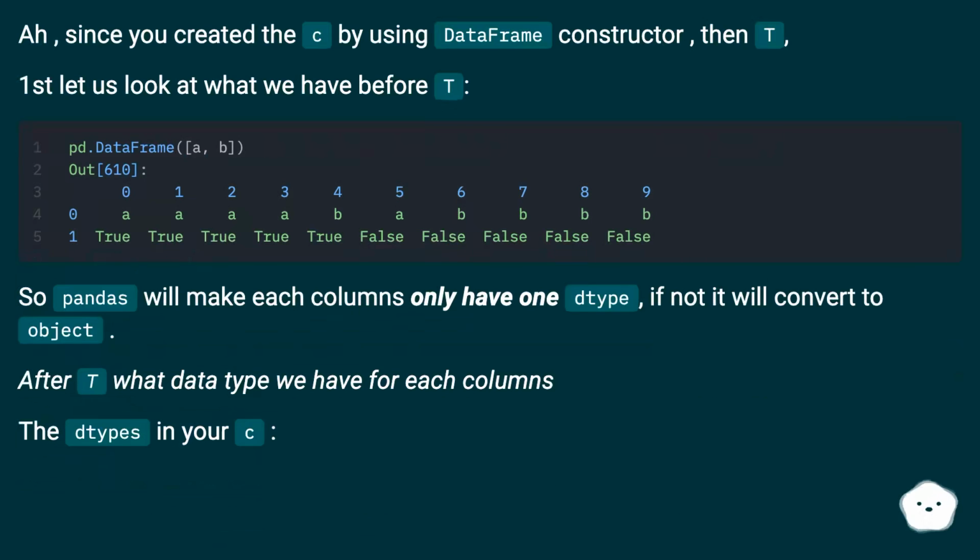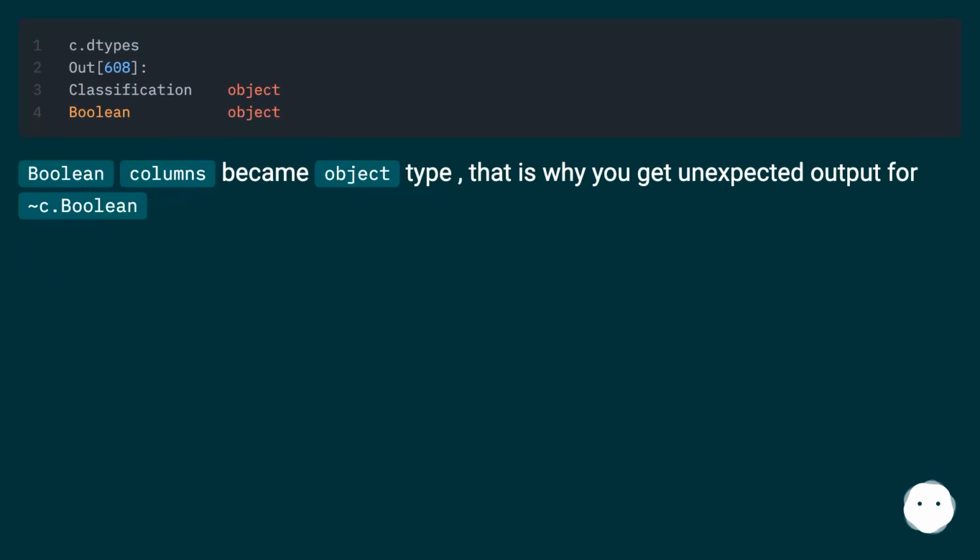Since you created the df by using the DataFrame constructor, then T. First, let us look at what we have before T. Pandas will make each column have only one type, if not it will convert to object. After T, what data type do we have for each column? The types in your df. Boolean columns became object type, that is why you get unexpected output for df.Boolean.